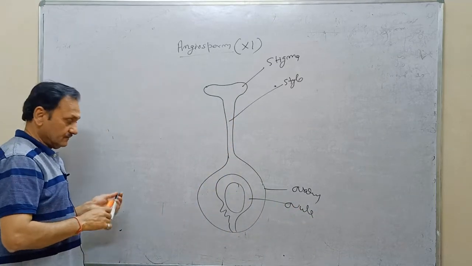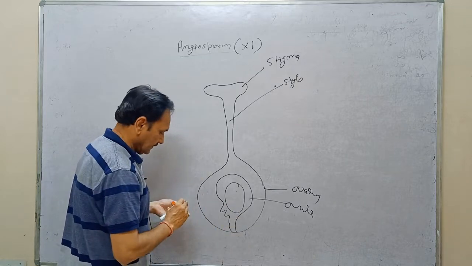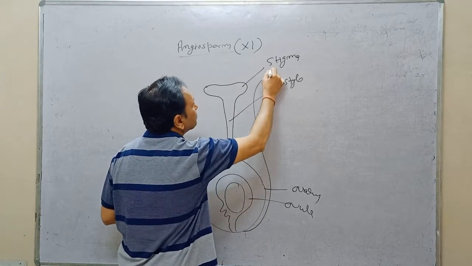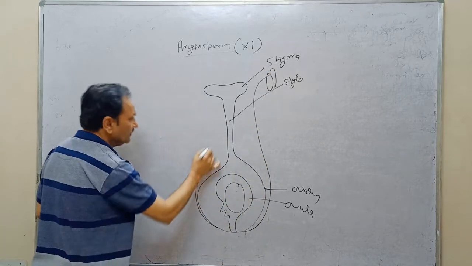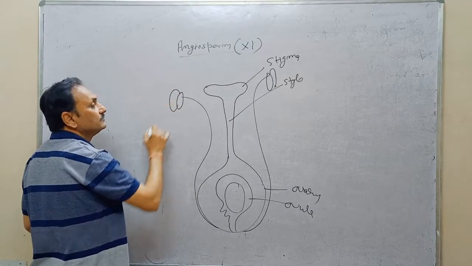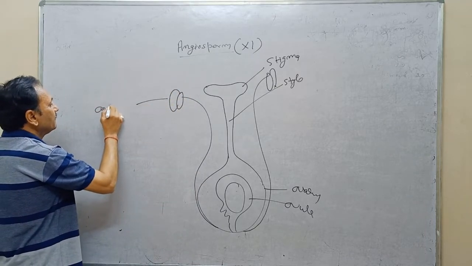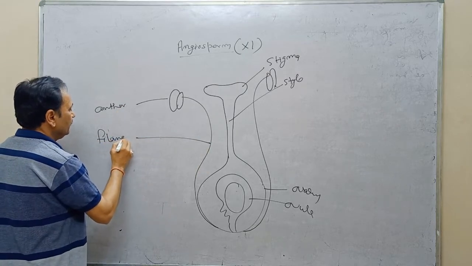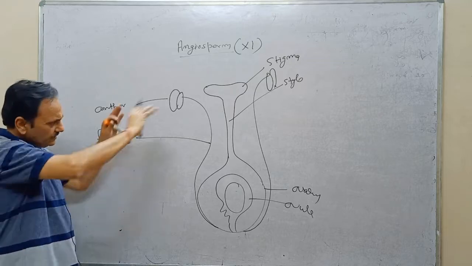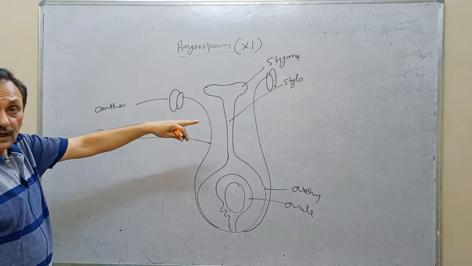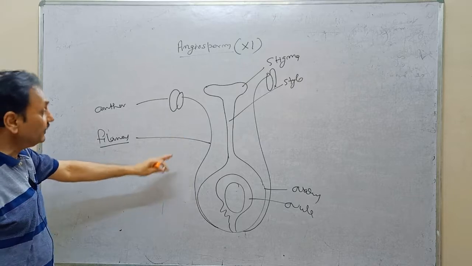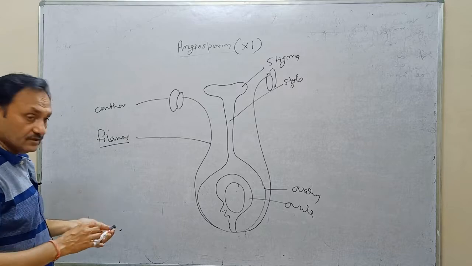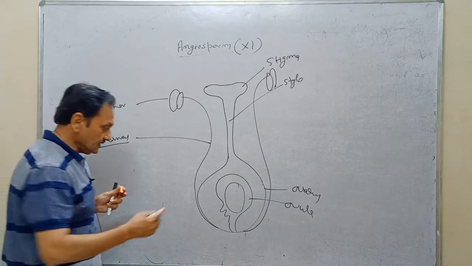In addition to that, it has this type of structure, and it is called anther, and this one is called filament. And this is the structure of the typical hermaphrodite flower or the bisexual flower, but this is the only essential part. Now, in addition to that, certain accessory parts are also present.